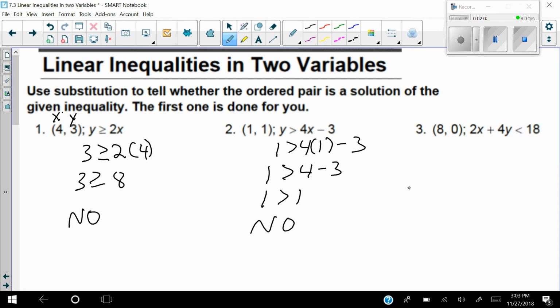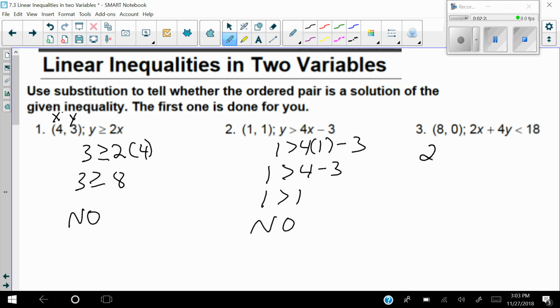All right. Now, let's take a look at this last example here. We're going to plug the 8 in for X and plug the 0 in for Y. And notice how this is in standard form, not in slope intercept. And that was one of the steps for graphing the inequality. But for this, you can just plug it in the way it is. So I'm just going to write that in.